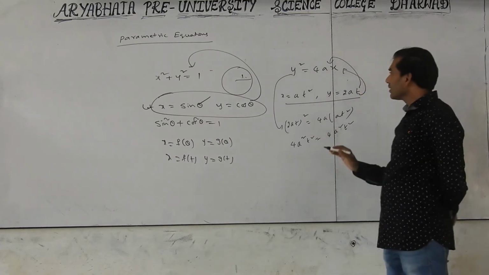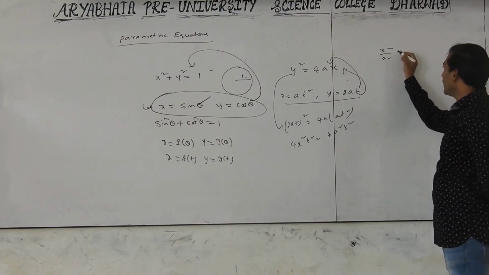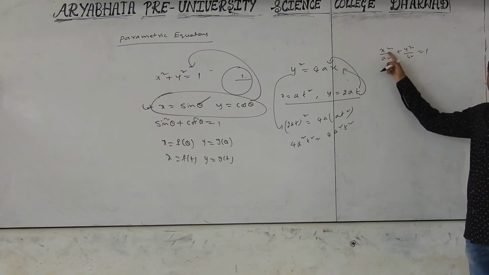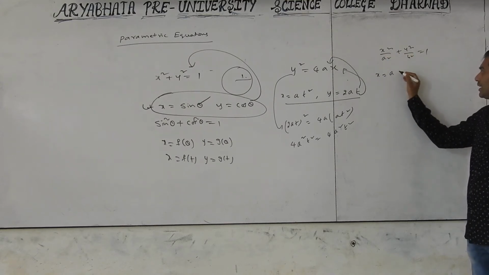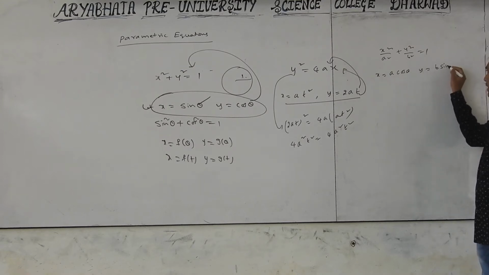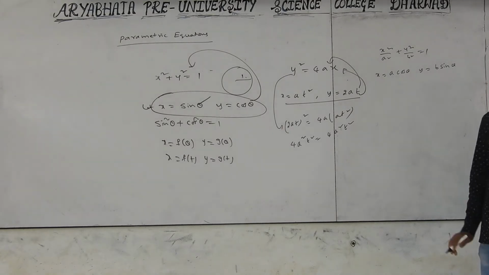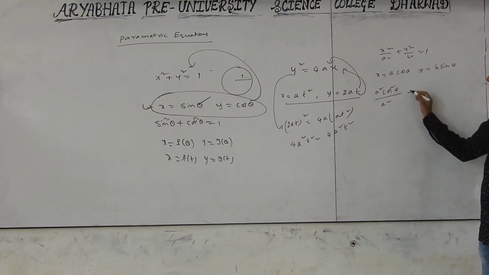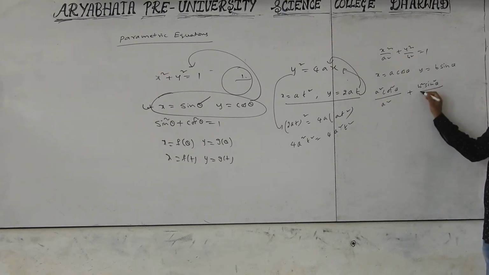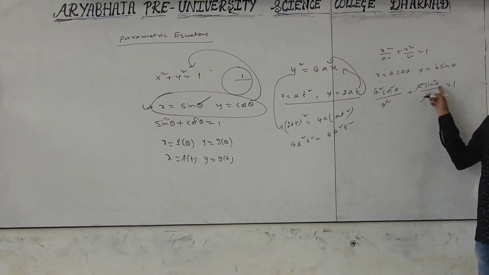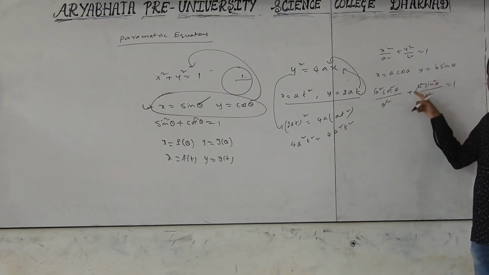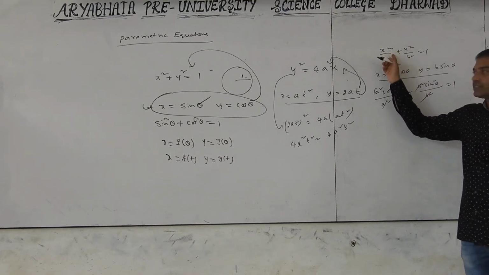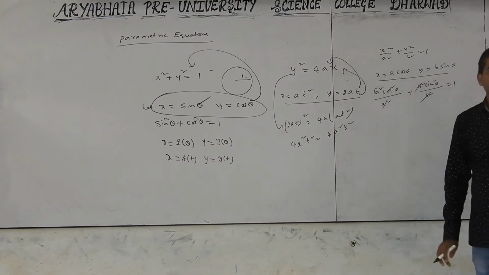Are you following? If you take the ellipse, x square by a square plus y square by b square equal to 1. This is the equation of an ellipse. How many variables are there? Two variables. Let x is equal to a cos theta, y equal to b sin theta. Is it satisfying this equation or not? Let us verify. x is equal to a cos theta, a square cos square theta by a square, plus y equal to b sin theta, b square sin square theta by b square equal to 1. cos square theta plus sin square theta equal to 1. Yes, that means it is satisfied. So these are called the parametric equations of the ellipse. How many variables are there? x, y, t. Are you following?